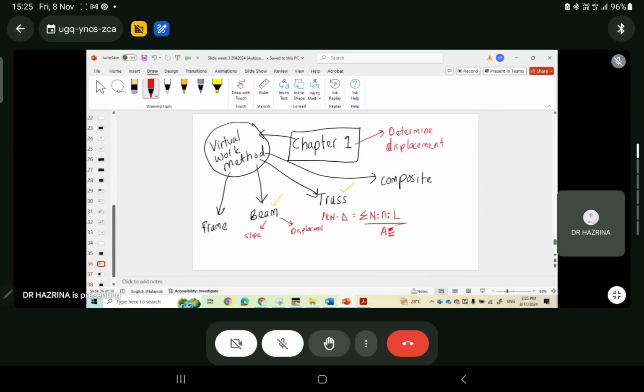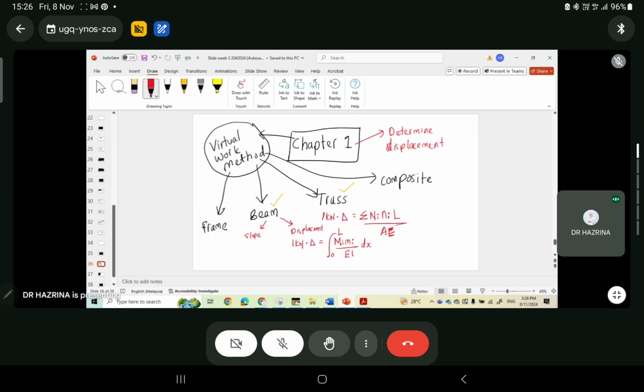Okay, 1 kilonewton times displacement equals to capital M over EI, small m over EI, and then we integrate dx, 0 to L. All right. How about slope?